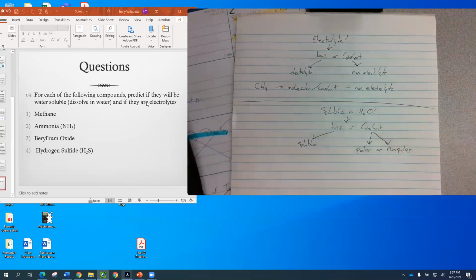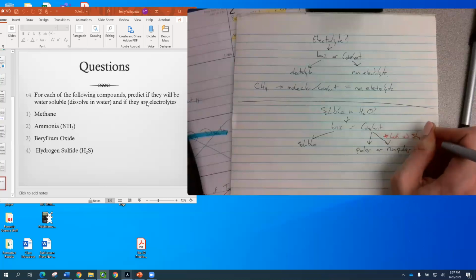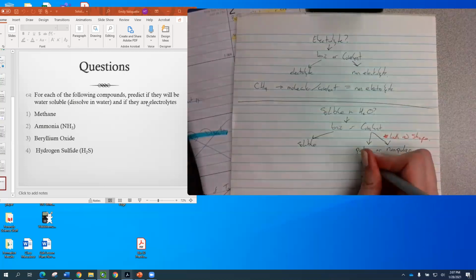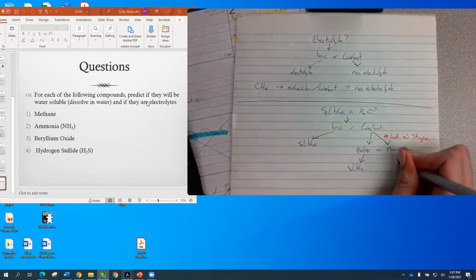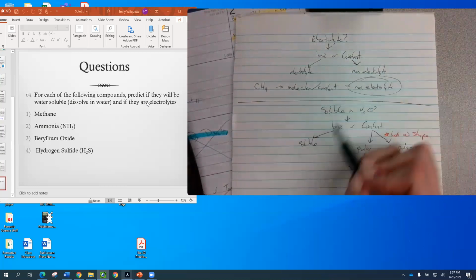And to do that, we have to look at its shape. Look at shape. That's how we figure out if they are polar or non-polar. If it's polar, it will be soluble. If it's non-polar, it's not soluble. So with methane, we already know that it is a non-electrolyte.